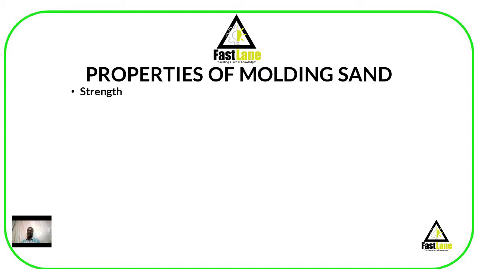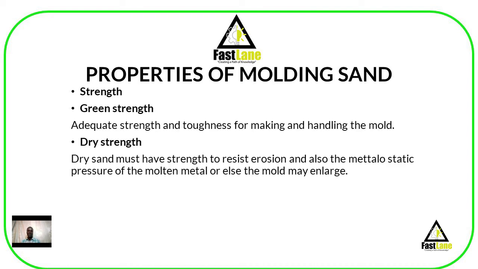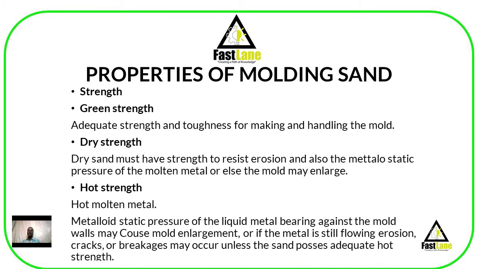Strength can be in three forms. We have what we call the green strength, we may have the dry strength, we may have the hot strength. So all those are different strengths. It's a property of the molding sand. When it comes to green strength, we need to know that adequate strength and toughness are needed for making and handling the mold, that is green strength.